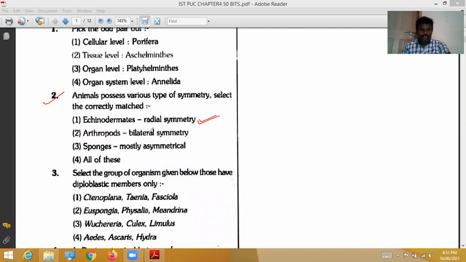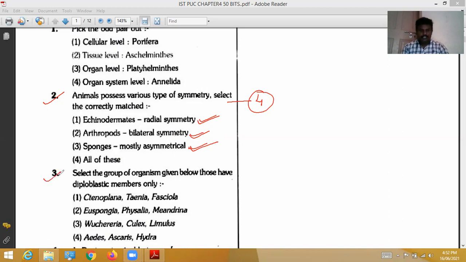Option 2, arthropods. Generally, arthropods show bilateral symmetry. Bilaterally symmetrical means the body is divided into 2 similar halves. Both right and left are mirror images; the left one is identical to the right one. So the second is also correct. Sponges are mostly asymmetrical. Sponges belong to Porifera, and the body is not divided into 2 equal halves. Such organisms are called asymmetrical organisms. So in this case, 3 options are correct, and the correct option for the second question is 4th, all of these.